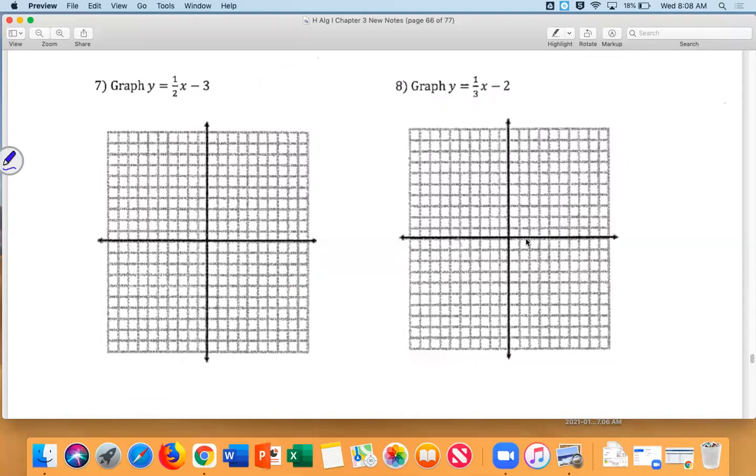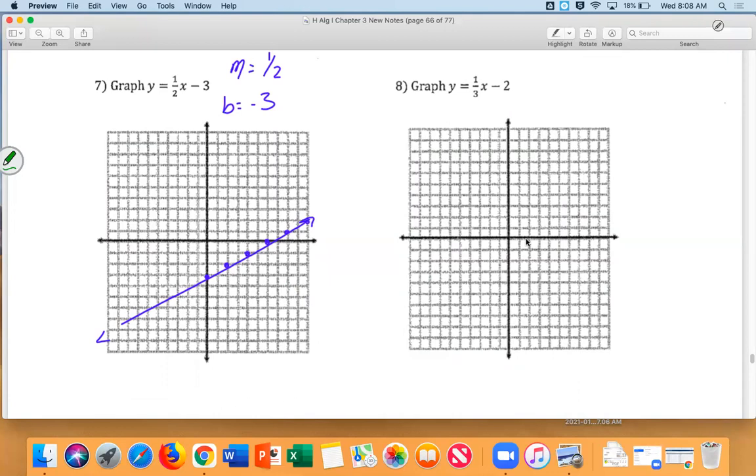Question number 7, we're going to start at -3, and my slope is 1/2. So I go to -3 for the point. I'm going to go up 1 over 2, up 1 to the right 2, up 1 to the right 2, up 1 to the right 2, up 1 to the right 2. I got my set of points here. Connect them, and there we go.